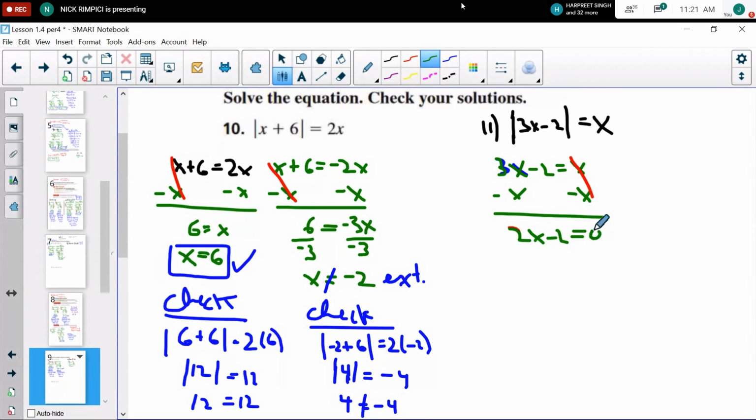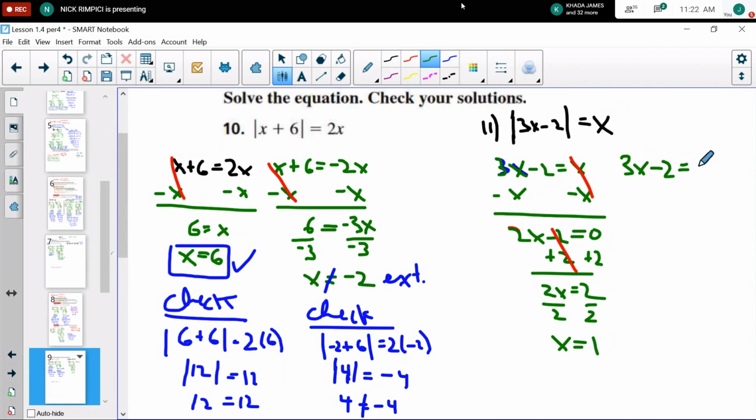Okay, now what do you want me to do? Add 2 to each side. So now I have 2x equals 2. Then divide by 2 on each side, and x is 1, right? Yeah. We don't know if 1 works yet. We'll check that in a minute. But you still have to take care of the other equation. What was the other equation looking like? The other equation is 3x minus 2 equals negative x.